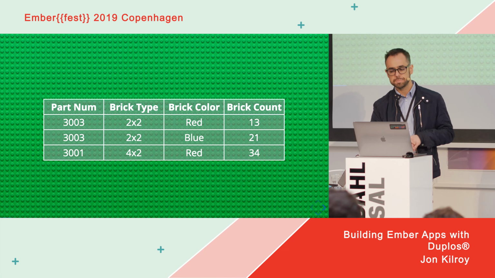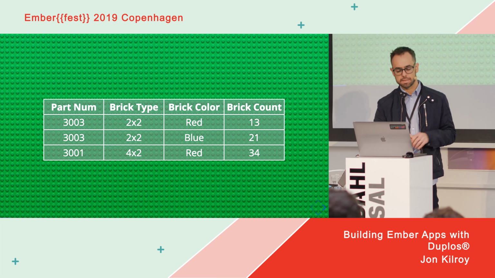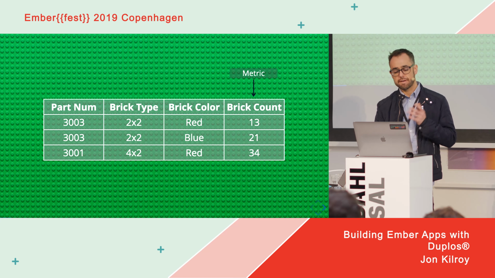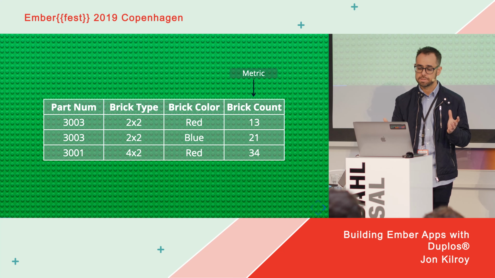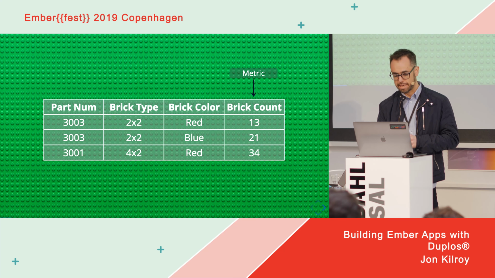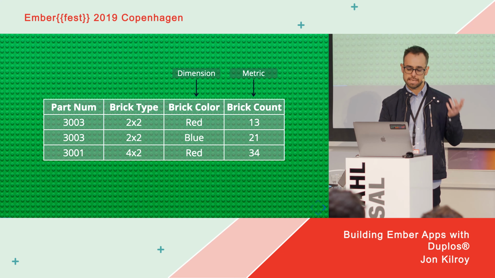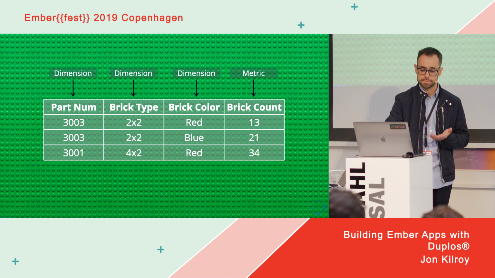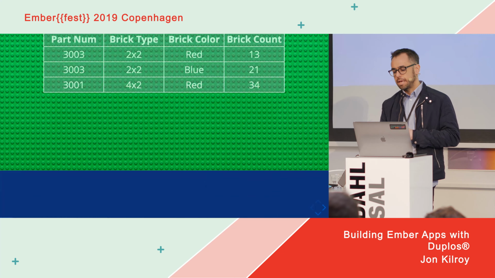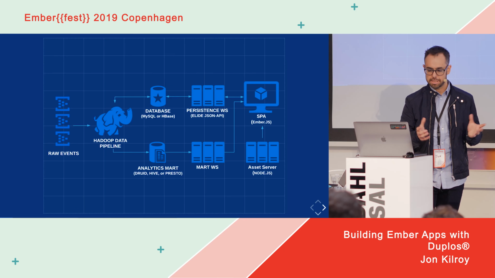So let's look at a table. It has a few columns and rows. On the far right, we have our metric column. This is a brick count. And then we can categorize it by its brick color, the type of brick it is, and the part number. These are all dimensions.